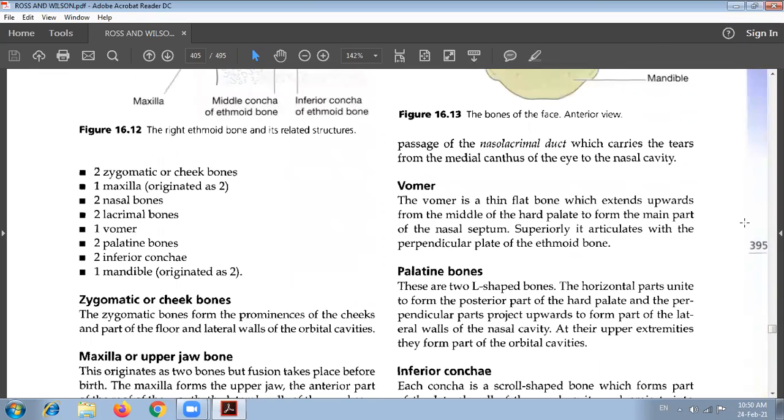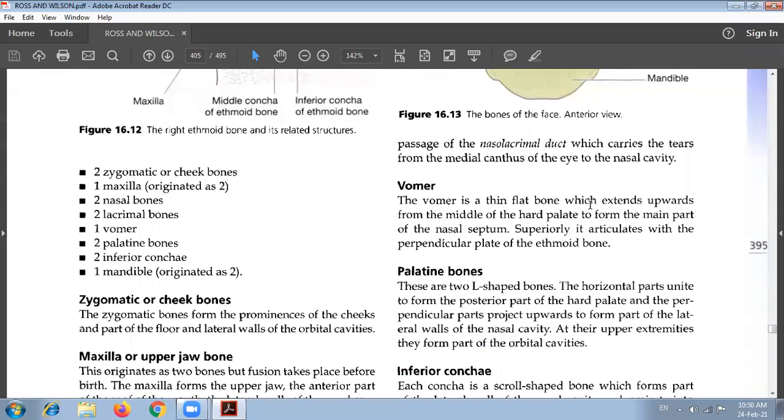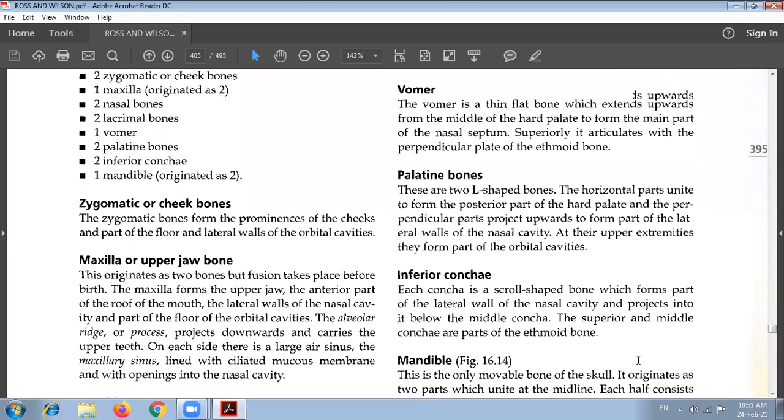Then the inferior conchae. The inferior conchae are inside the nose. You can see this is the nasal concha here, the inferior concha inside it. Each concha is a scroll-shaped bone which forms part of the lateral wall of the nasal cavity and projects into it below the middle concha. The superior and middle conchae are parts of the ethmoid bone.